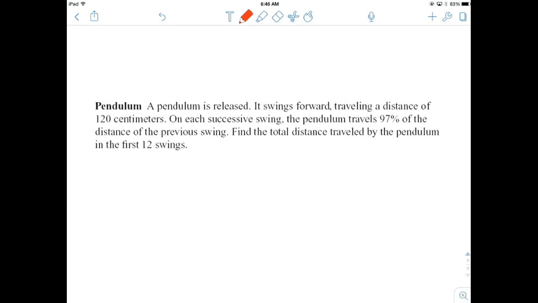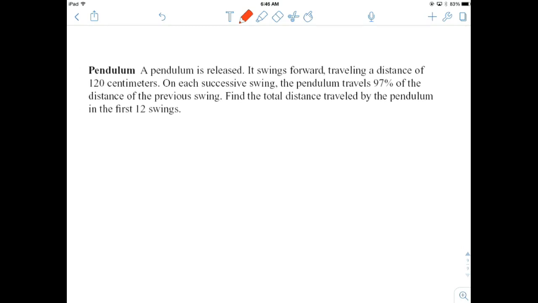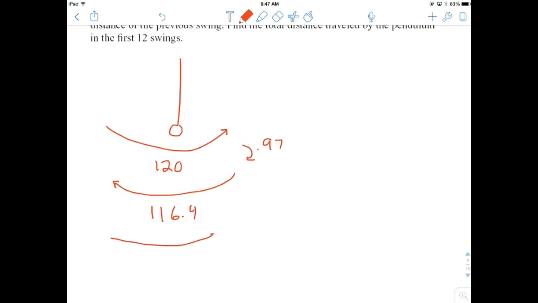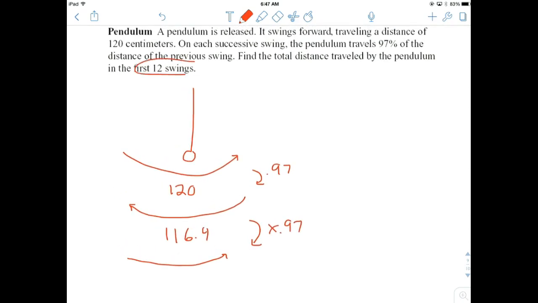This last question I'm going to leave you with to see if you can figure out some of this on your own. A pendulum is released back and forth. So here's a pendulum, and it is swinging back and forth. On the first swing, it travels 120 centimeters. When it goes back, it does not travel as far. It travels 97% of the distance. So we're multiplying by 0.97 to find the length of that swing was 116.4. Then it swings backwards. It doesn't swing quite as long because, again, you multiply by 0.97. And so on and so on. The pattern continues. I want you to try and find the first 12 swings. We will continue this idea, this lesson, on 12.4.